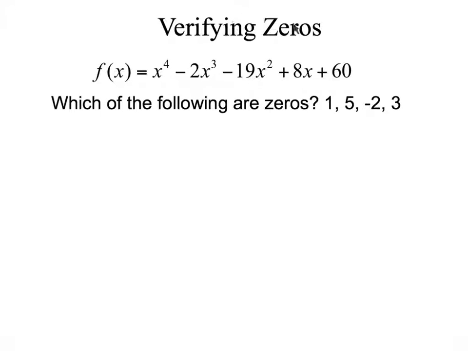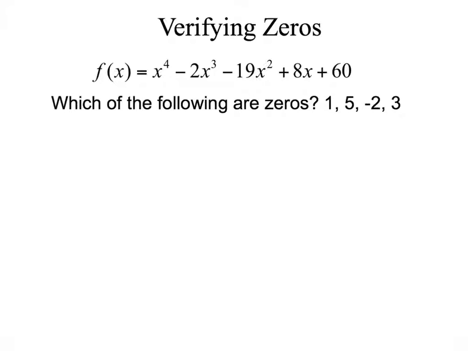We are going to verify zeros. So here's the function. I could have up to 4 zeros because it's the fourth power. Which of the following are zeros? Possibly all of these could be zeros or just some of them. I'm not saying all of them. I'm just checking which of these 4 could be a zero, meaning an x-intercept.